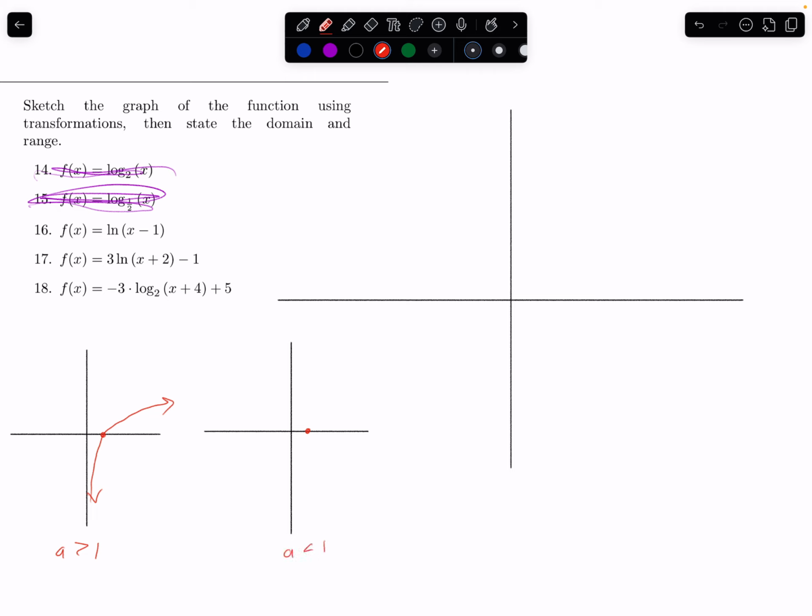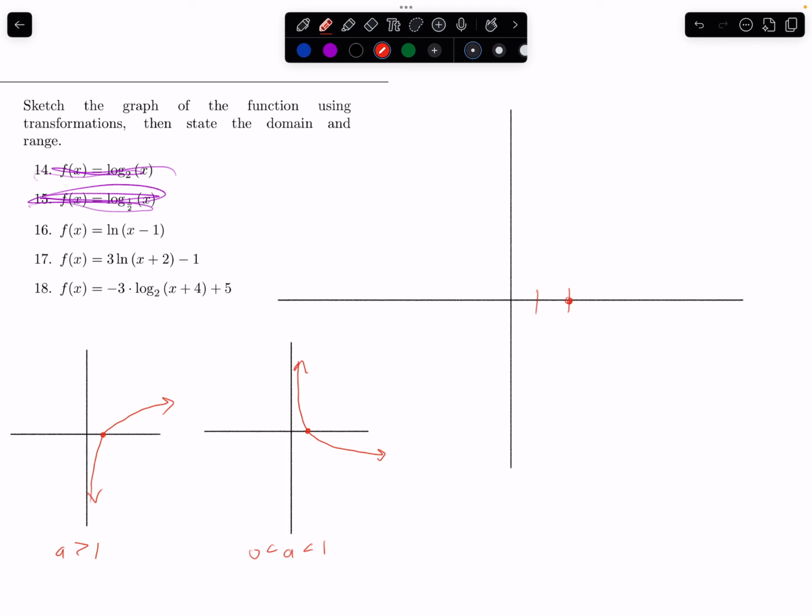This is where a is less than 1, but still bigger than 0. And it looks something like this. Okay, so now, sorry, we have natural log of x minus 1. What's happening? This minus 1, that's a shift to the right by 1. So normally you're at (1, 0). Now I'm going to be at (2, 0).